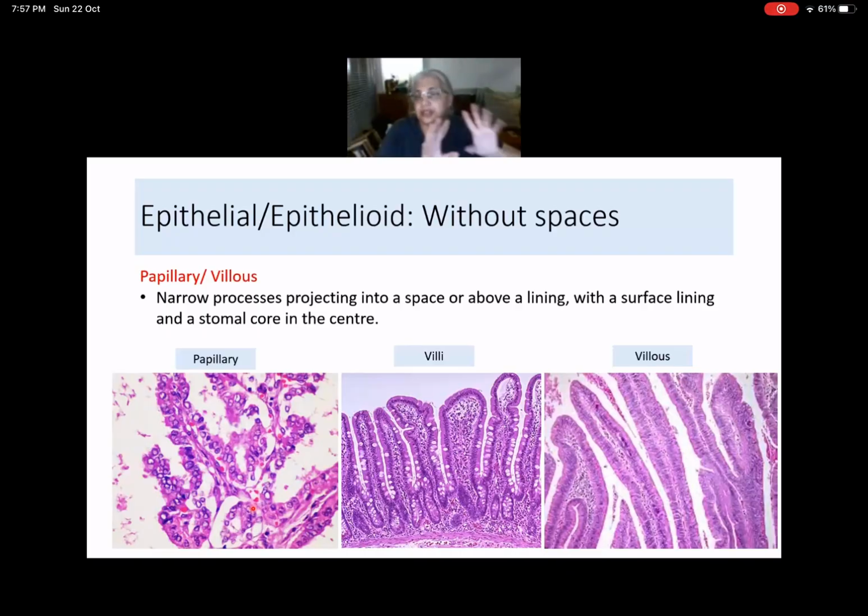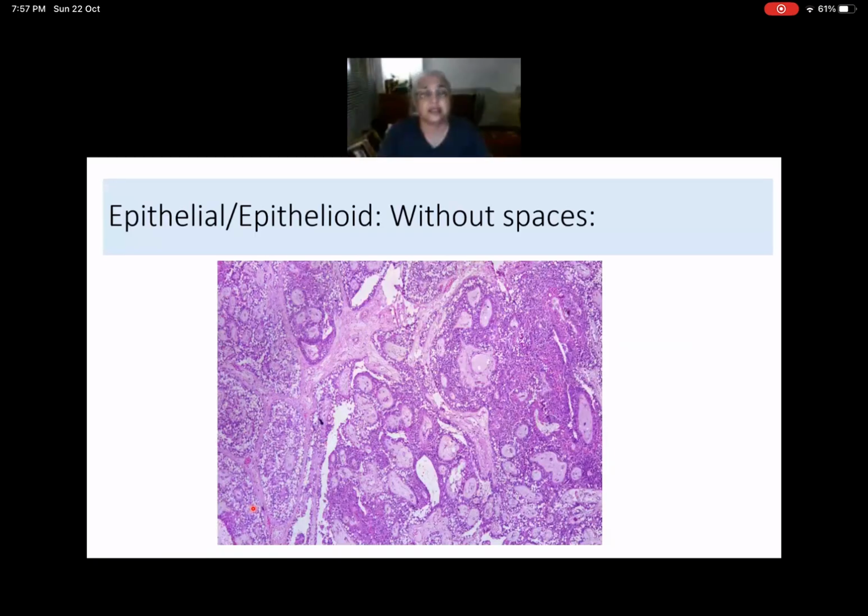But look at papillae. Papillae do branch. So we have to use terms appropriately. It's not just finger-like processes. The finger-like processes have different names when they look different. You see branching all the time in papillae. You don't normally see that in villi. Now here is another epithelioid structure.